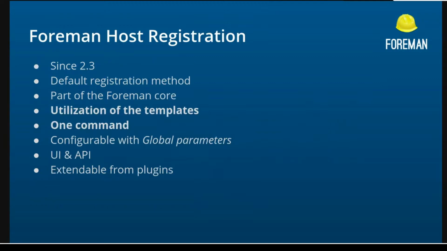So what is it? It's a new feature introduced in version 2.3. What we are trying to do is to make it the default registration method. We want to implement logic from some of the methods I mentioned before, so we won't have 10 or 15 methods to get a host, but just the required number, preferably the fewer the better. This feature is directly part of the Foreman core. So with every release, every update, you get some nice improvements, nice new features in the method.